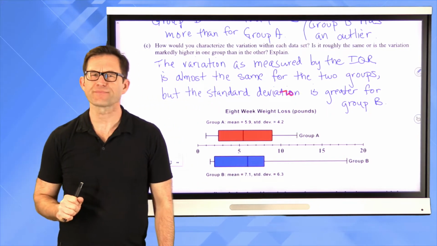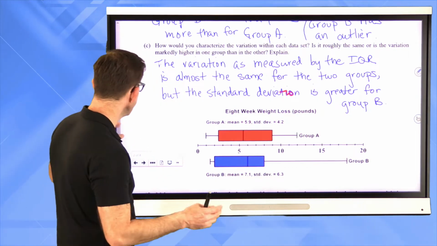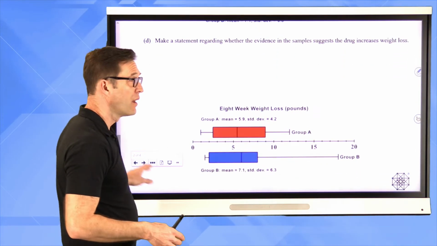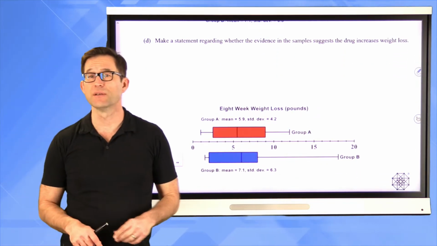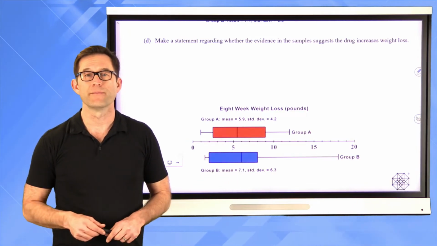So maybe that's a little bit of a wishy-washy answer. It looks like the variation is roughly the same if we're only thinking about the IQR. On the other hand, if we consider the standard deviation, it seems like there's a much greater amount of variation for group B.